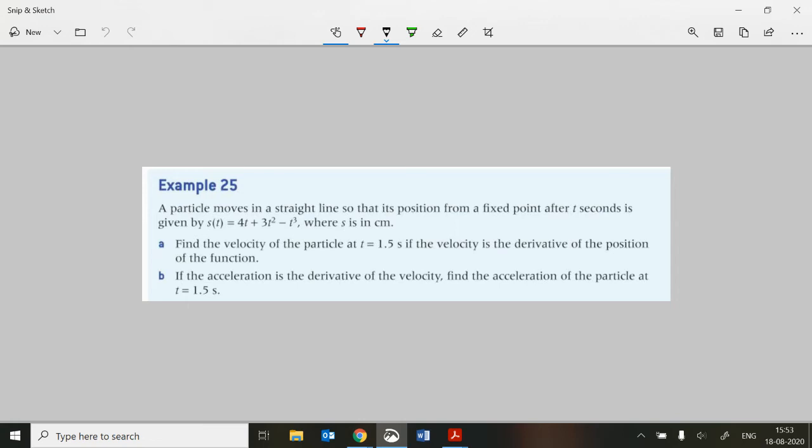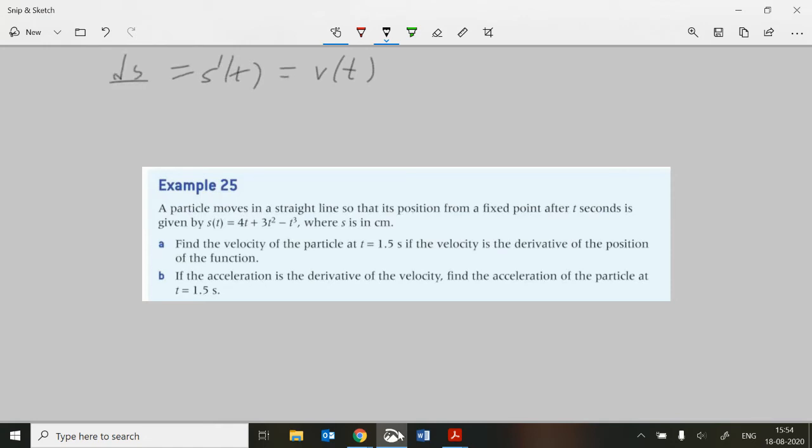Okay, so example 25 says a particle moves in a straight line so that its position from a fixed point after t seconds is given by this. So this is talking about displacement. S is displacement, and it's in terms of time. This is a t-axis, this is an s-axis, where s is in centimeters. So find the velocity of the particle at t is equal to 1.5. So we need to find v of t. In other words, we need to find s dash of t.